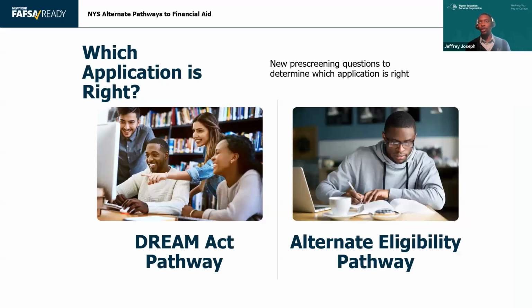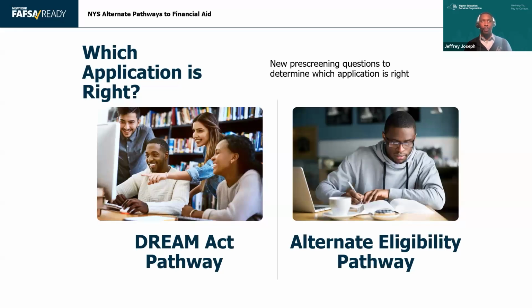Awesome. Thanks, Natasha. So the biggest question that everybody has is how do I know which application is right? When they go into the application site, the entry application is the same, right? They go to the same link, and then they have to determine whether they're going to apply for the DREAM Act or the alternate eligibility pathway. So to determine which application is right, we now have pre-screening statements. We usually say questions, but they're not really questions. They're statements that may capture the student's situation.